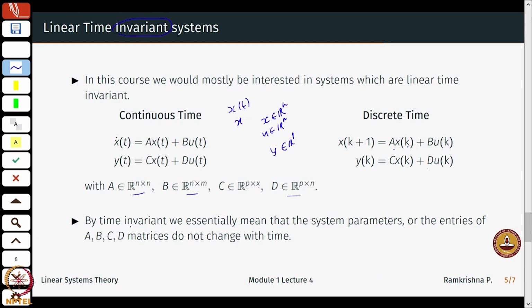By time invariant we essentially mean that the system parameters A, B, C and D do not really change with time. They are just constant. For example, say a mass or a resistance or an inductance is just constant over time. So, I do not really have to worry about any change in the system parameters.